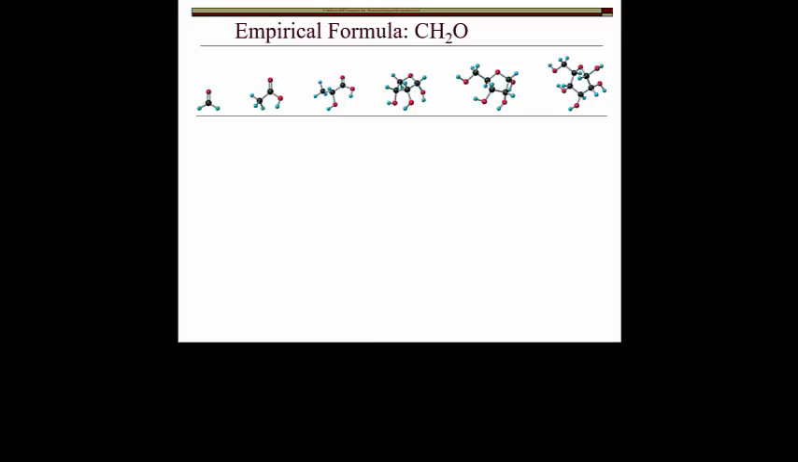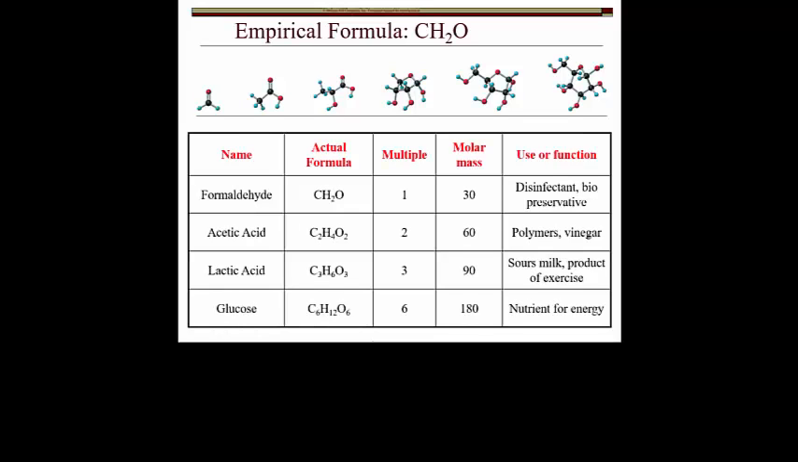However, that same empirical formula can apply to a number of different molecules. All of these molecules in front of you now have the same empirical formula. They all have the same ratio: for every one carbon there are two hydrogens and one oxygen. But clearly they represent different actual molecules and have different molecular formulas.